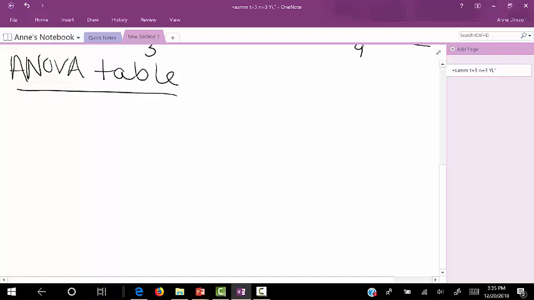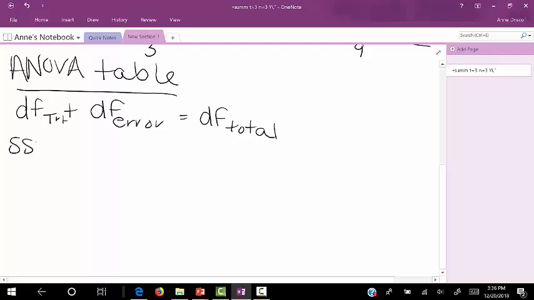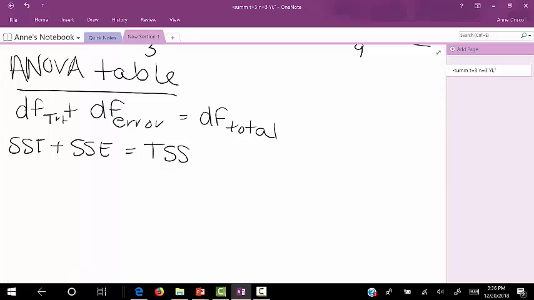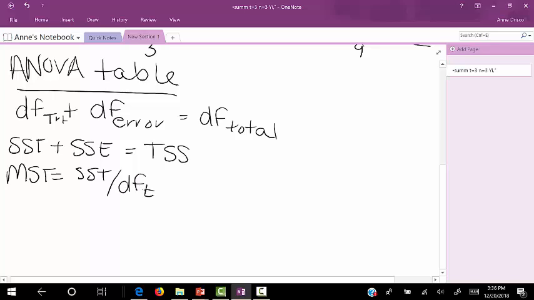I'm not going to write the whole table out again, but remember that the degrees of freedom for the treatment plus the degrees of freedom for the error equals the degrees of freedom total. So you can sum those up. The sums of squares for the treatment plus the sums of squares for the error equals the total sums of squares. So they're both additive, right? If you have 2 out of 3, you can solve for the third. The other thing is that your mean square for the treatment is always the sums of squares for the treatment divided by the degrees of freedom for the treatment.